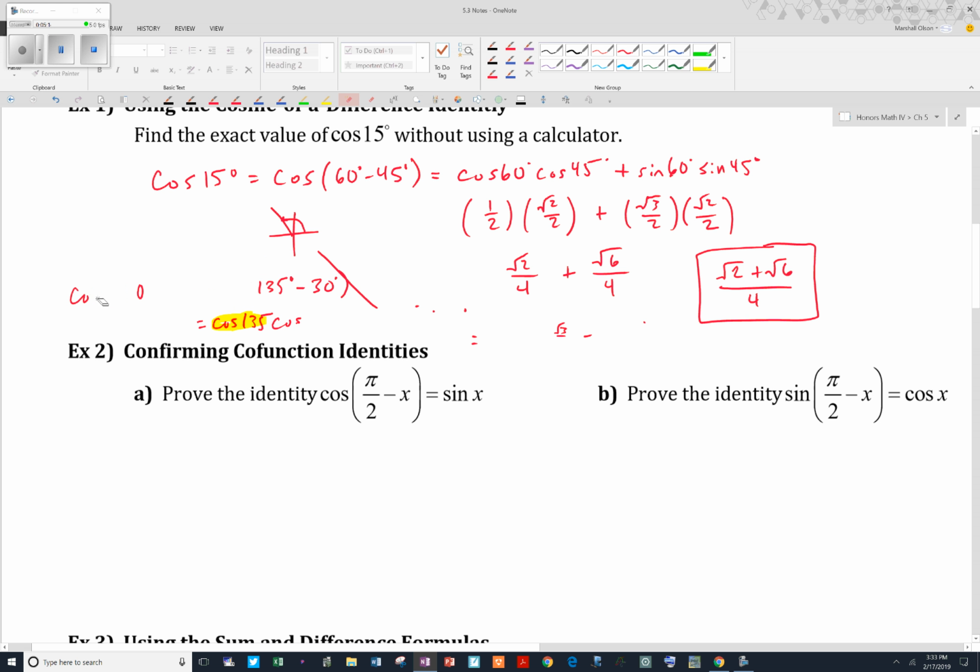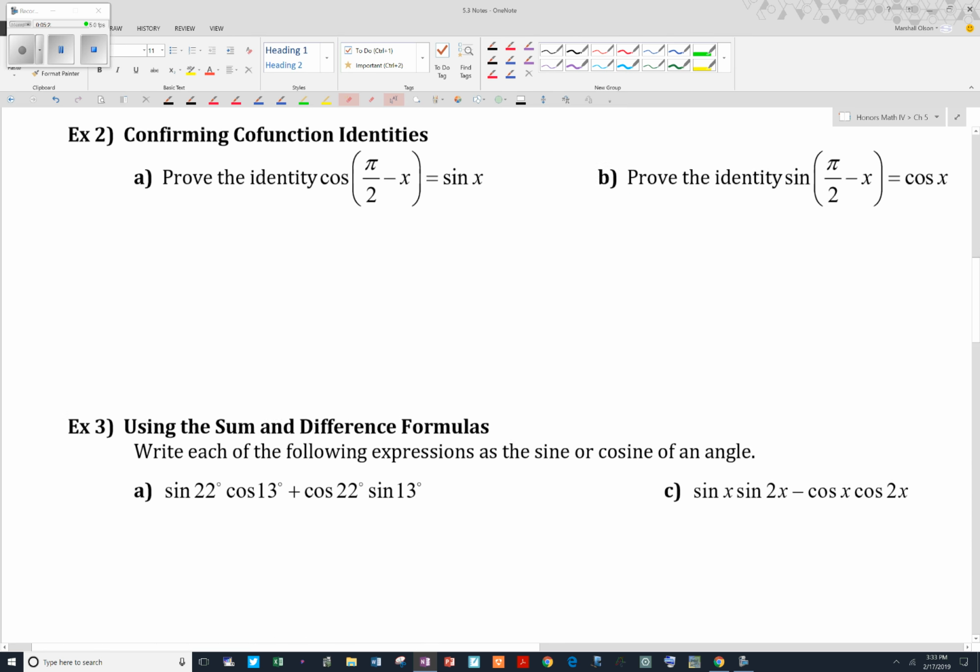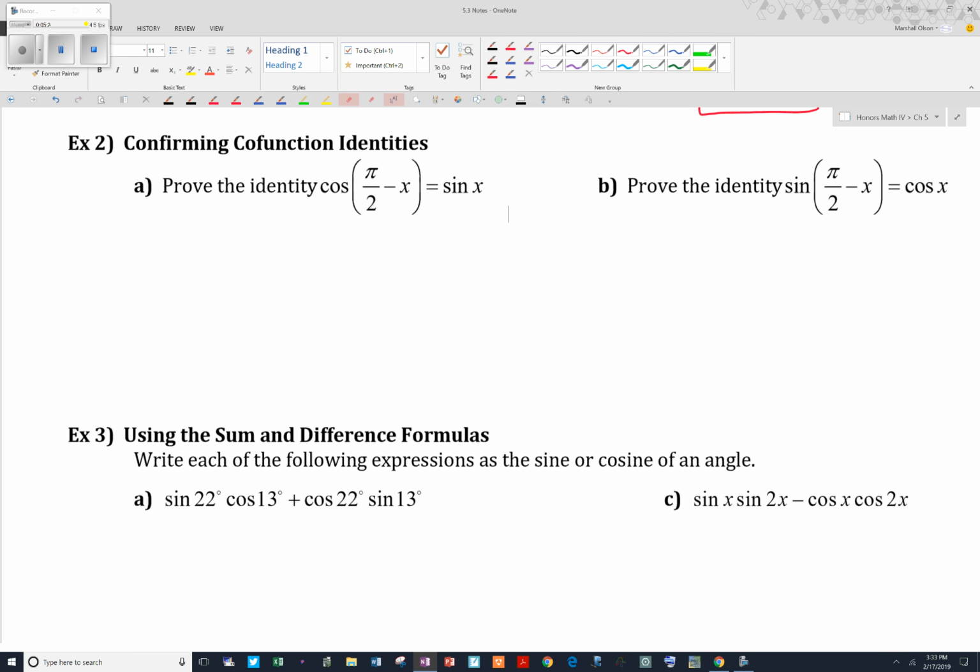So I'm going to get rid of these because this isn't actually on this sheet, but that might help out with some homework problems. All right, so now, the other thing we're going to use these angles, or these identities to do is to identify or verify other identities.